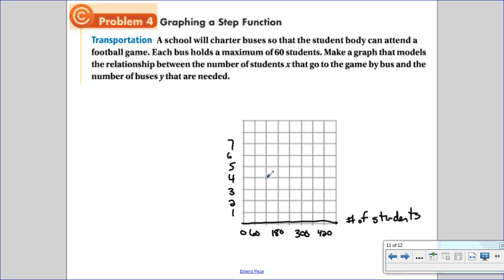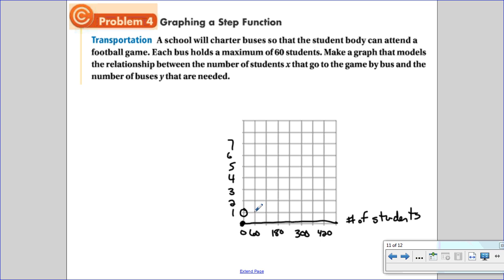Okay. So think about this. If 0 students are going, how many buses do we need? And the answer is 0. If 0 students are going, 0 buses. But what happens the second that one student says they want to go? We're going to need 1 bus, right? So we got an open circle because 0 students doesn't mean 1 bus. So it's not equal there.